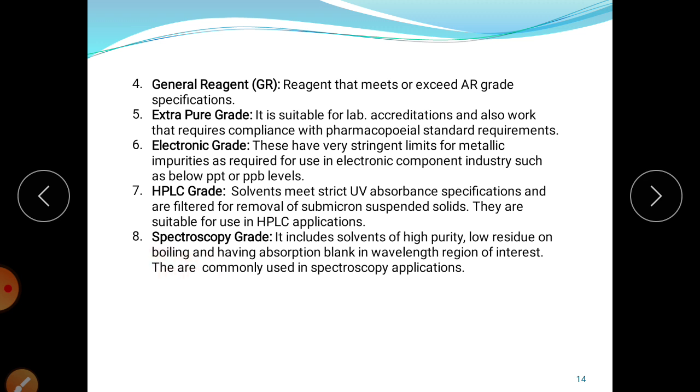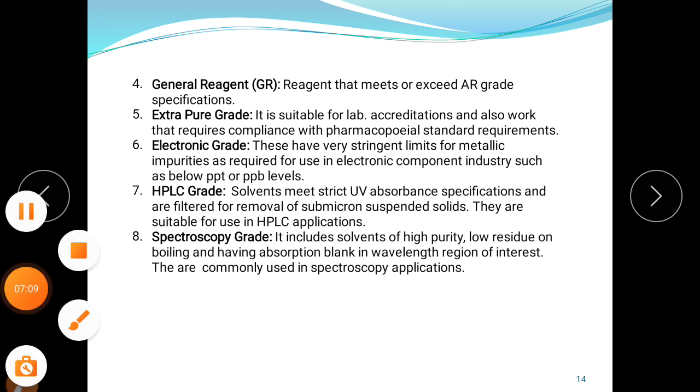Then the next one is spectroscopic grade. It includes solvents of high purity, as spectroscopic grade solvents are very important here. They have high purity, low residue on boiling, and an absorption blank in the wavelength region of interest. And obviously they are commonly used in spectroscopic applications. So these are the various grades of reagents we have discussed.